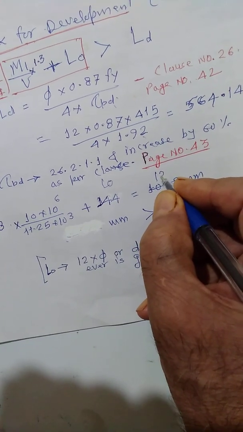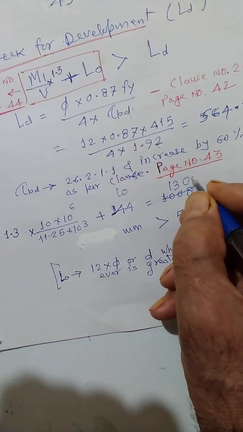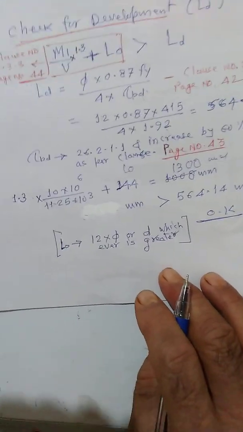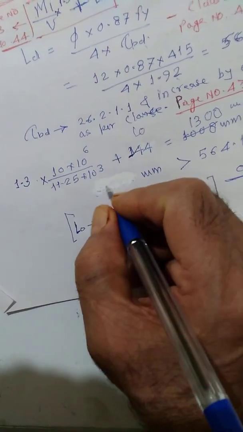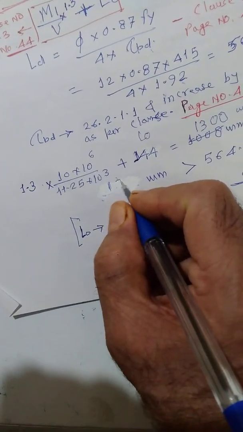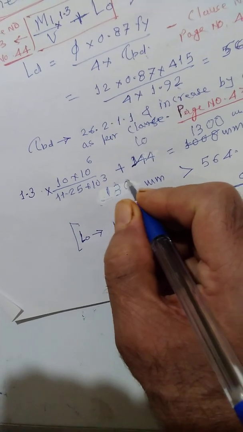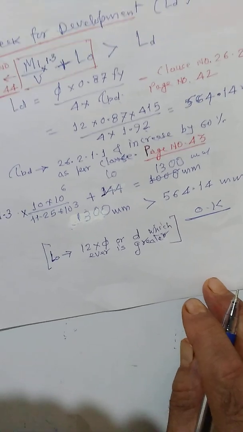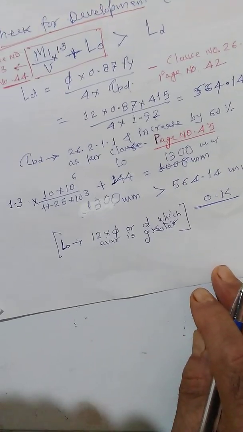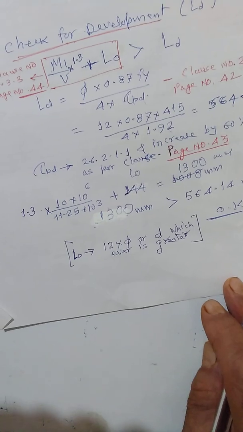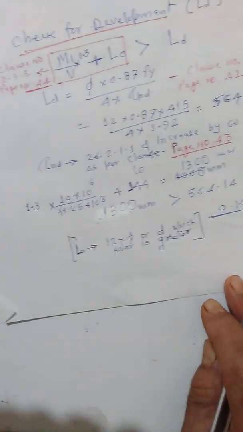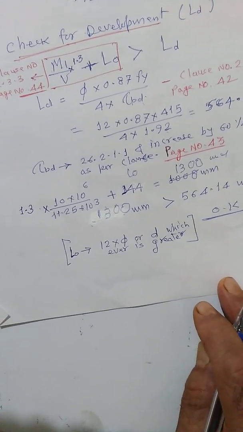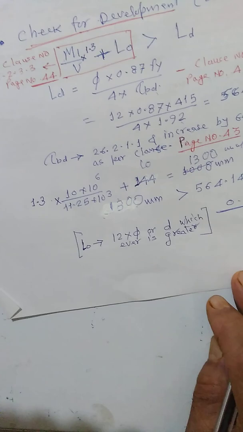And if we solve it, we get this value as 1300 mm. Actually, it comes out to be 1299.5, so we can call this 1300 mm, which is greater than 564.14 mm. So we can say that our design for all three checks, check for shear, check for deflection, and check for LD, is safe.